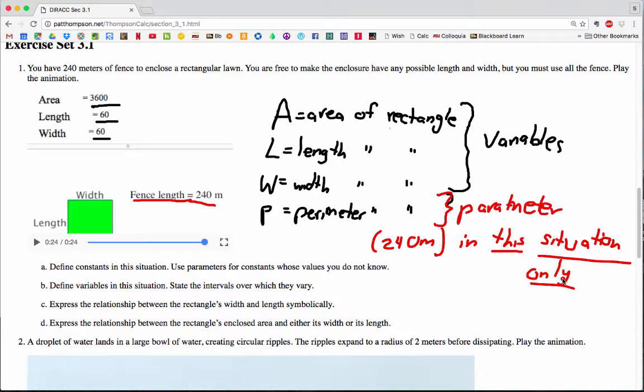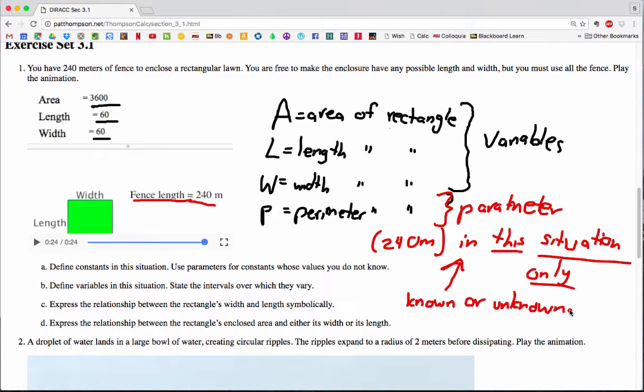One way I like to think about it is imagining a movie. A variable is going to change within the movie. A parameter stays with one value throughout the movie, but it might have a different value in another movie. And notice that this can be known, right? In this case, we know the parameter's value is 240, or it can be unknown.